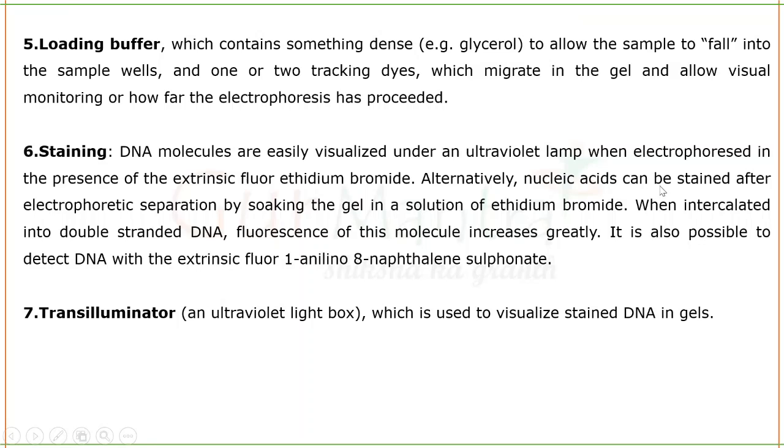So nucleic acids can be stained after electrophoretic separation by soaking the gel in a solution of ethidium bromide. This is an alternative method. Either you can put ETBR in the gel itself, or you can prepare a solution of ETBR and soak your gel in it after the separation. When intercalated into double-stranded DNA, fluorescence of this molecule increases greatly. It is also possible to detect DNA with an extrinsic fluorescence dye, 1-anilino 8-naphthalene sulfonate. It is also used for fluorescence purposes only.